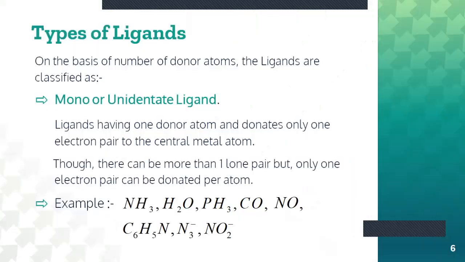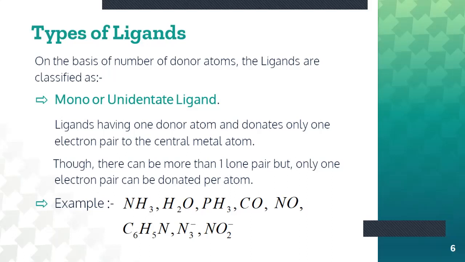Now coming to the types of ligands. On the basis of the number of donor atoms, ligands are classified as follows. The first category is mono or unidentate ligands. As the word itself makes clear, mono or uni means single. So ligands having one donor atom, which donate only one electron pair to the central metal atom, are mono or unidentate ligands.